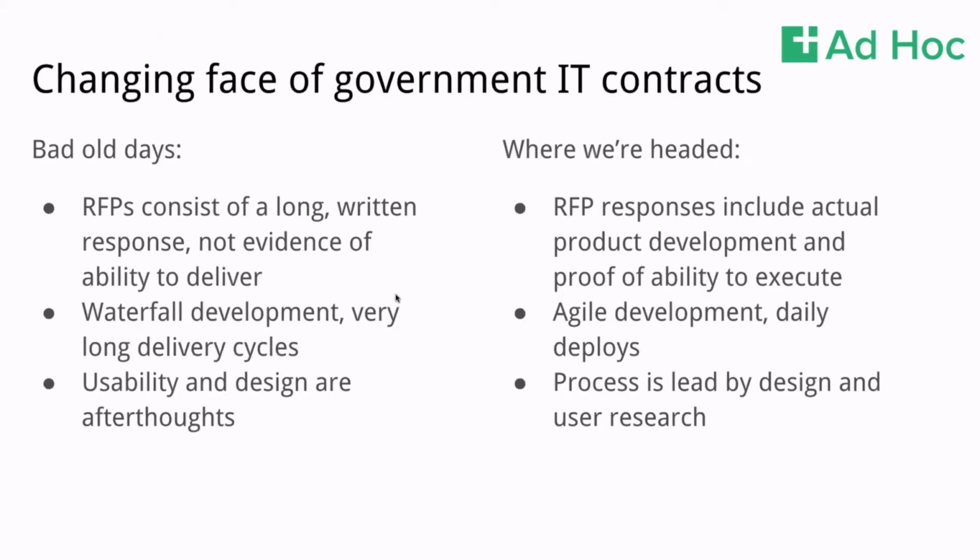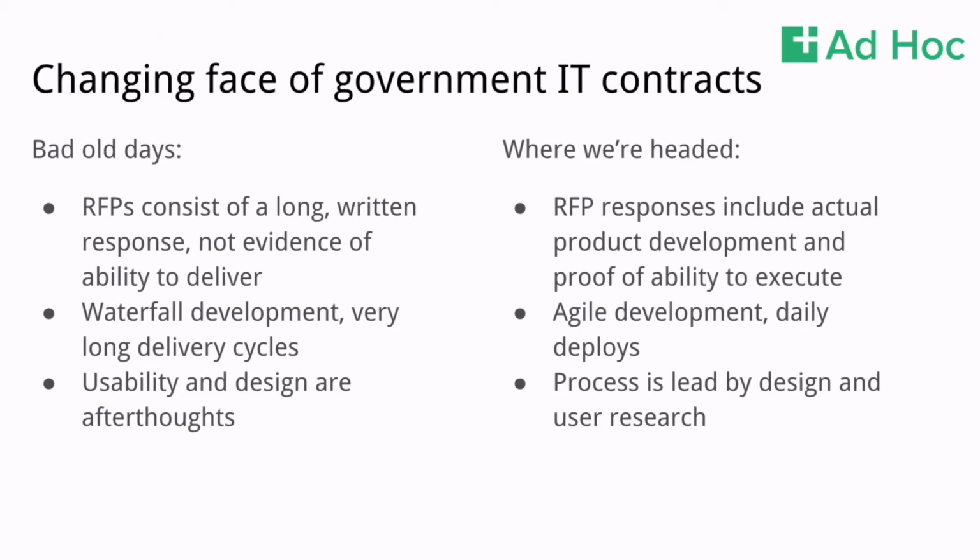So just to go through a little bit of what's changing in the world of government contracting, this Battle Days section is, from my perspective, the way I thought of things, and also the way that things are to some degree in government contracting in general. An RFP is a request for proposal. That's how you submit to try to get a contract. You think of a long written response, written by lawyers, heavy on legalese and light on evidence of ability to deliver. Well, what we're doing today is we're including actual product development and proof of ability to execute, more so than text in these things.